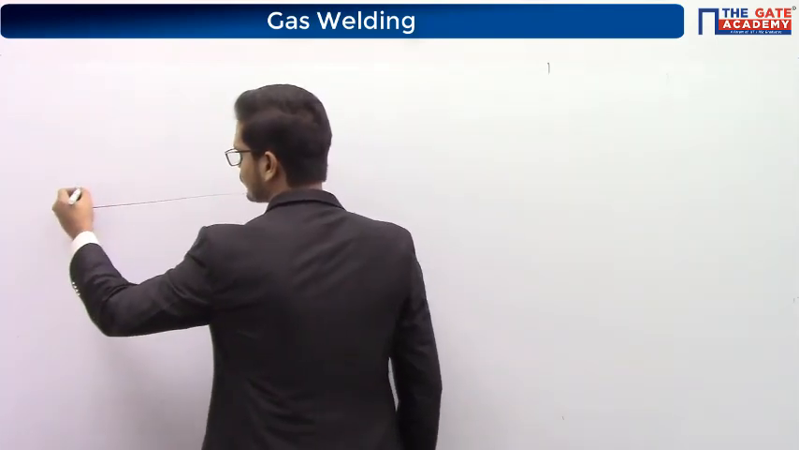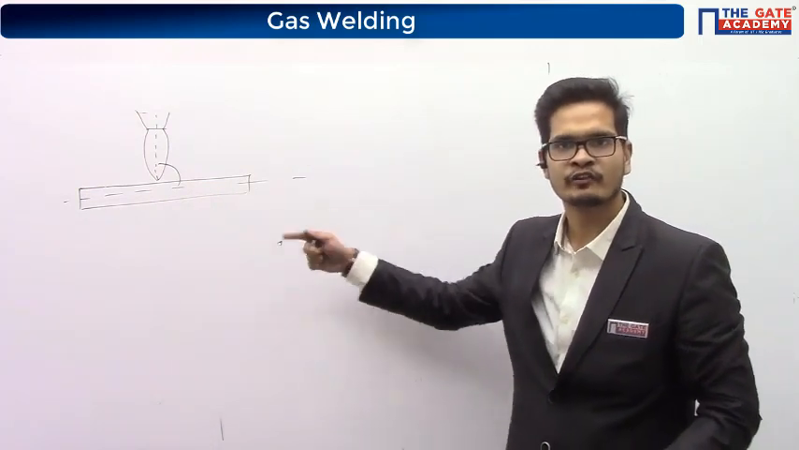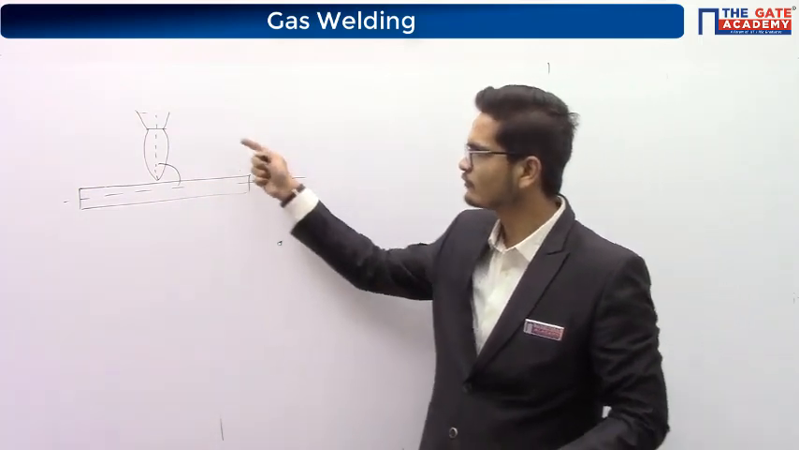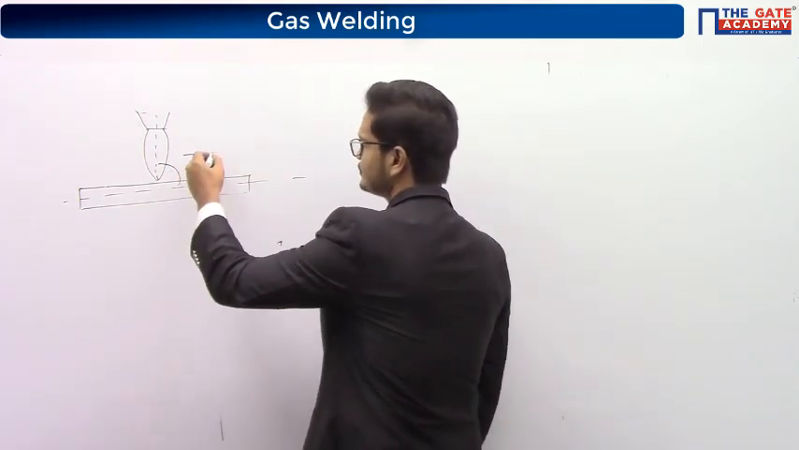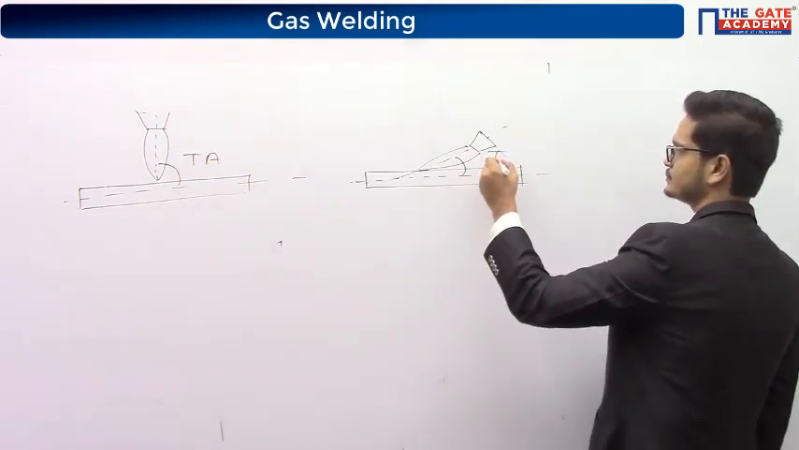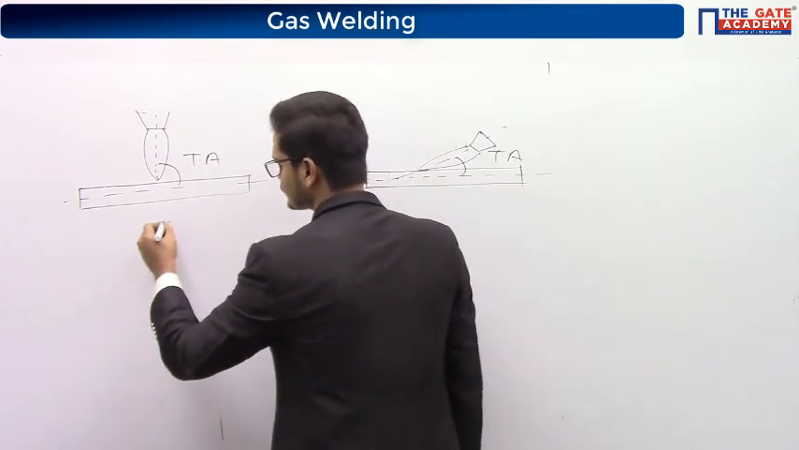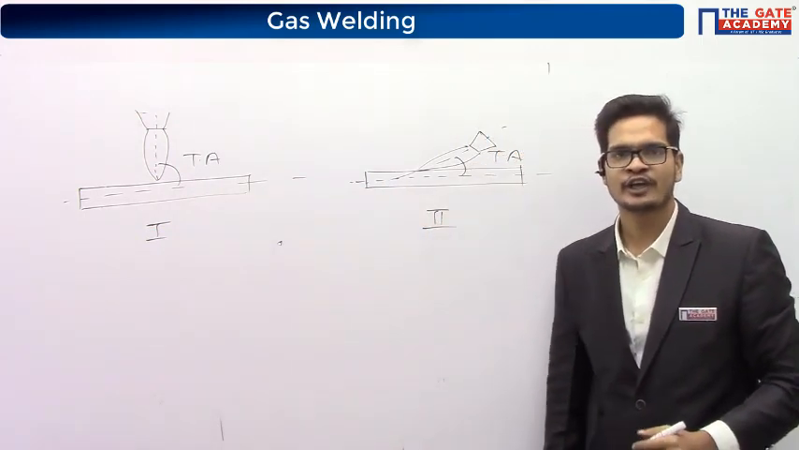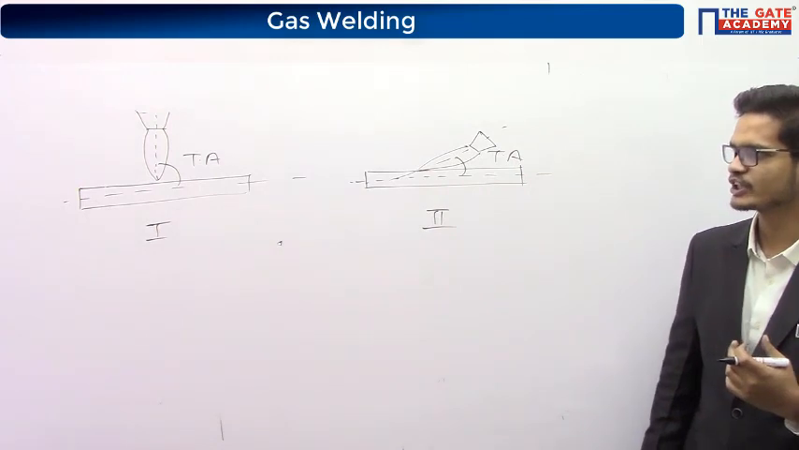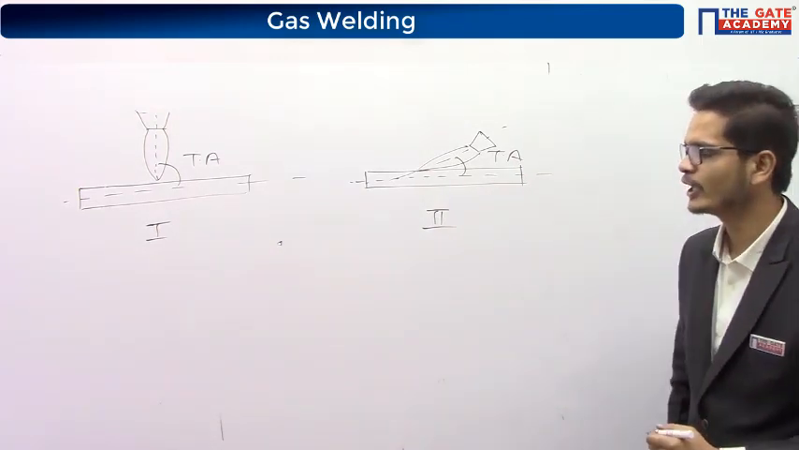It's something called the torch angle. Let us say that this is one workpiece. The angle between the axis of the flame and the axis of the workpiece is called the torch angle. So this is the torch angle. I have drawn two cases. This is case 1, this is case 2. In which case do we have the higher torch angle? Obviously in case 1 we have the higher torch angle.